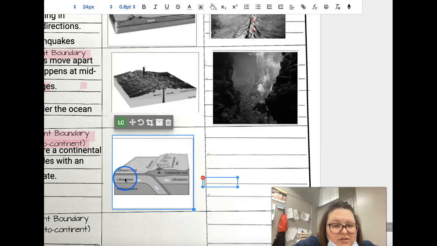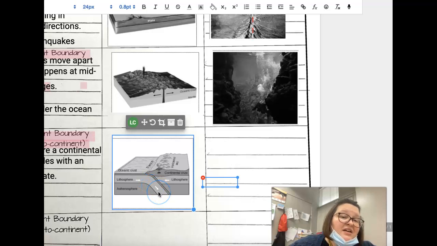I do want you to notice, guys, that on the left side it says oceanic crust, and on the right side it says continental crust. This crust is moving towards one another. That's what collide means. The oceanic crust will actually sink down underneath the continental crust, and when it gets down here, it melts. Okay, the whole process of convection starts over again.